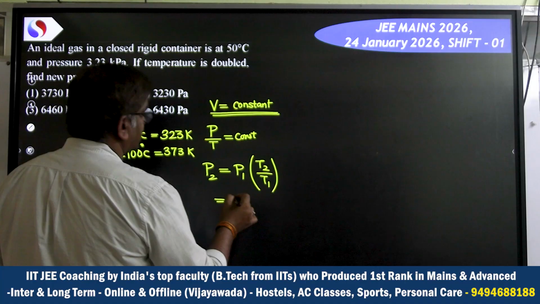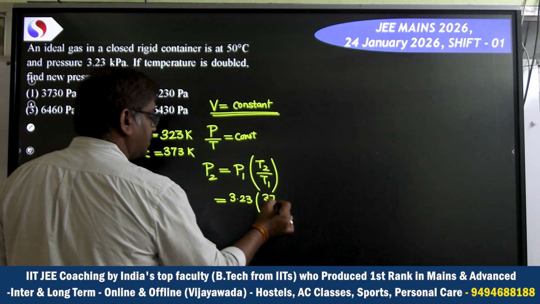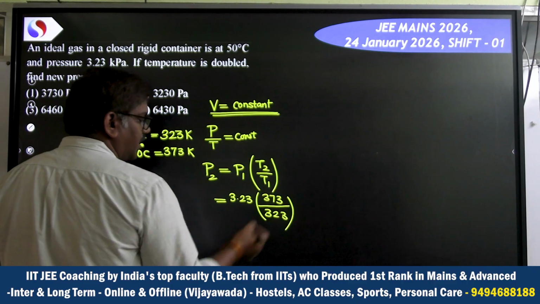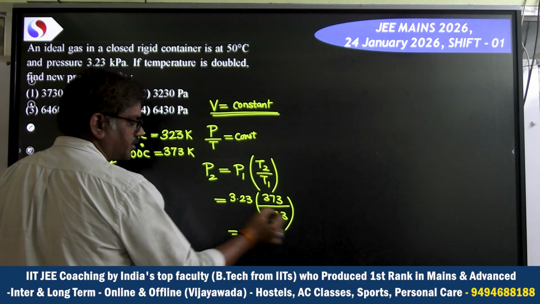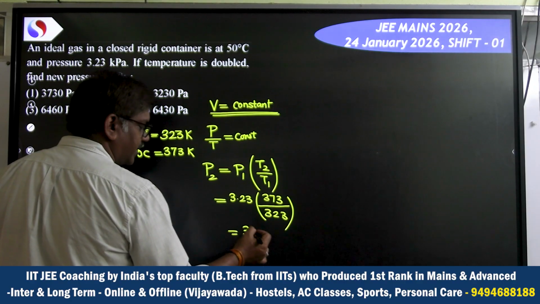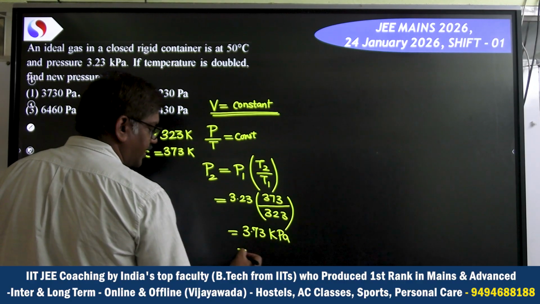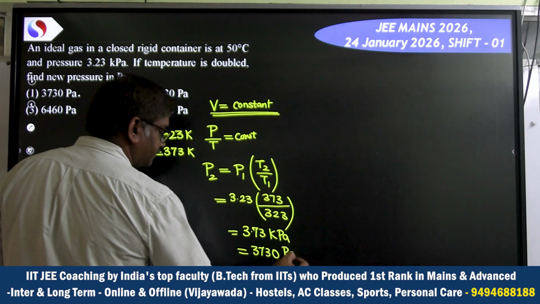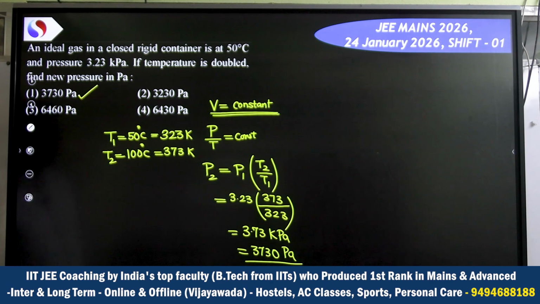So now I put these values. What is P1? P1 is 3.23, T2 is 373, and T1 is 323. In fact, the values itself is telling you that you are going in the right direction. So this is 100 times, this is 3.73 kilopascal, which you can also write down as 3730 Pascal. 3730 Pascal is the right answer. You are going with option 1.